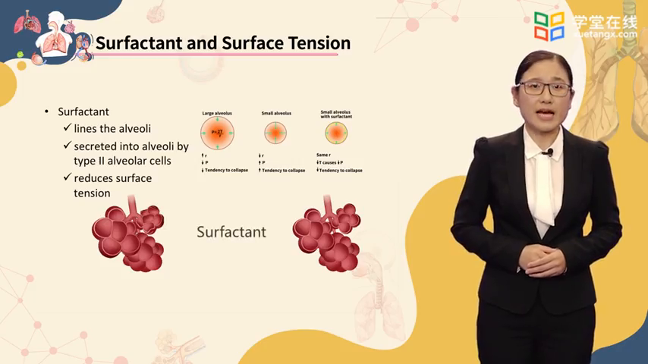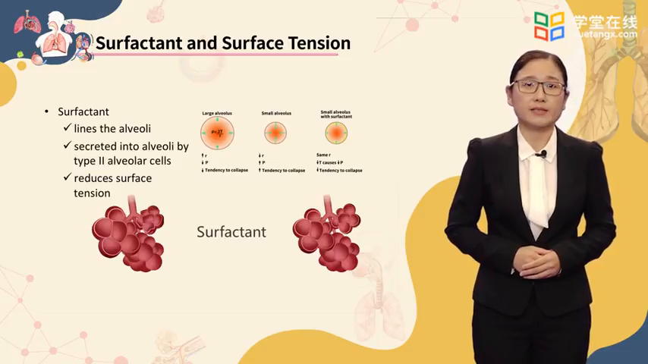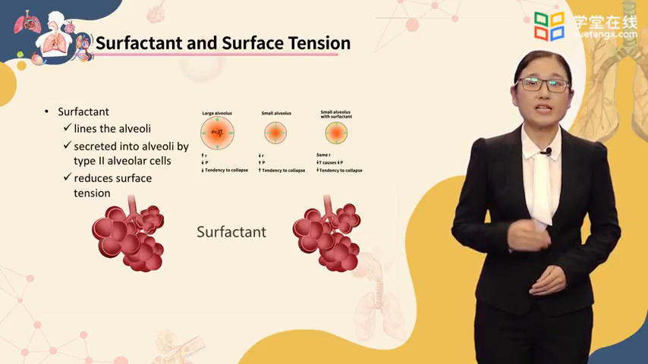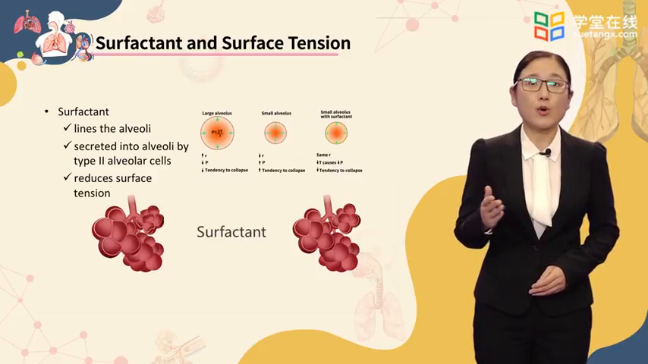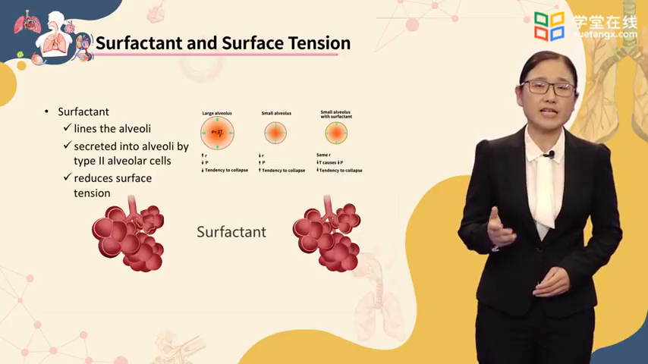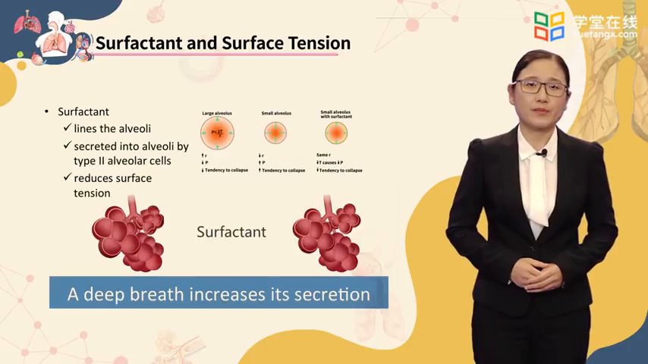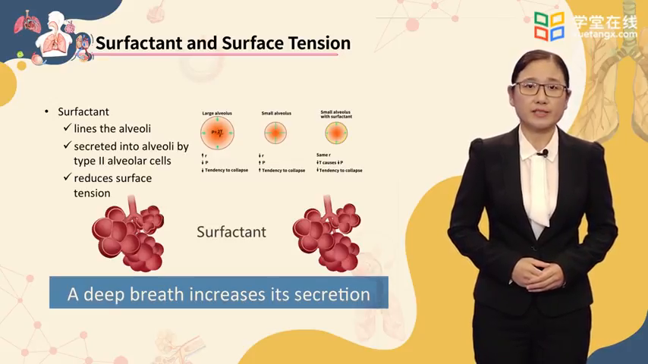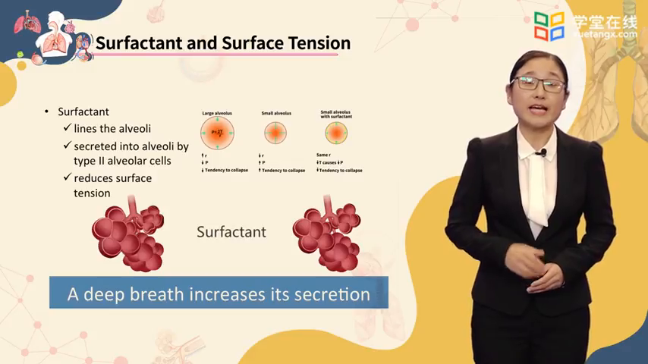To keep the different size alveoli in the lungs opened, type 2 alveolar cells secrete surfactant to reduce the surface tension. Finally, with the help of the surfactant, the pressure in alveoli of different sizes are the same. Interestingly, deep breathing needs more surfactant, and its secretion is increased.